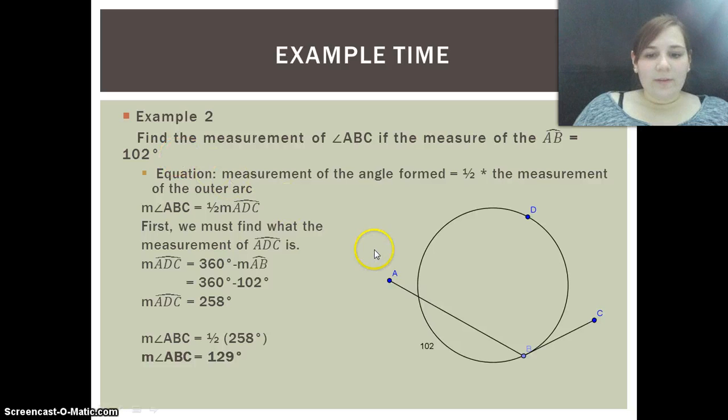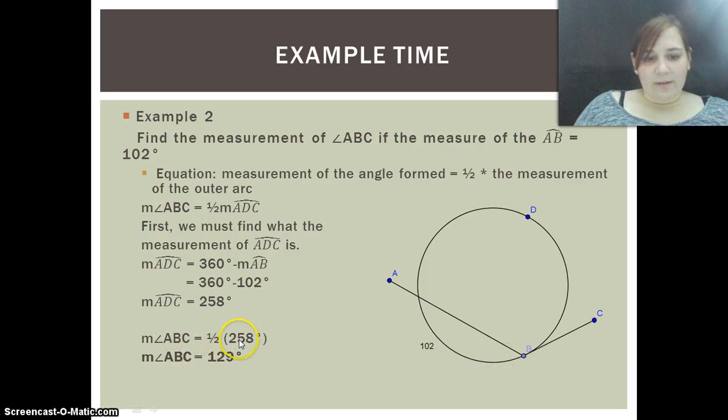For example 2, we want to find the measurement of ABC if the measure of AB is 102 degrees. So we know our equation is that the measurement of the angle formed is 1/2 the measurement of the outer arc. And our outer arc is this part right here, but we don't know it. So in order to find this arc, we take 360 degrees, the entire measurement of the circle, minus this part over here, the 102. So we now know that our measurement of arc ADB is 258 degrees.